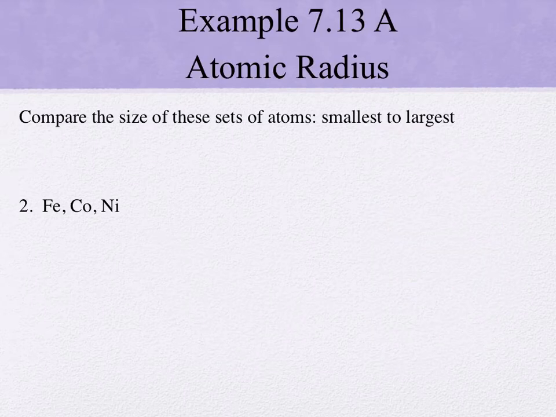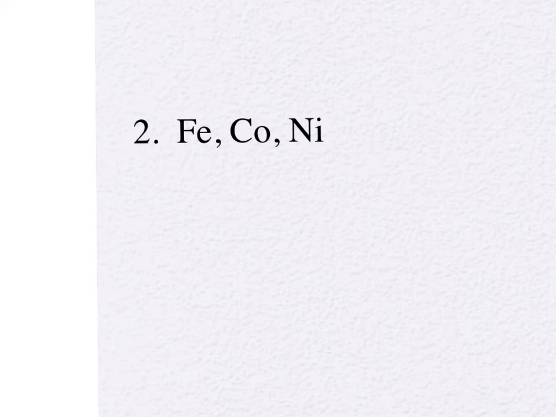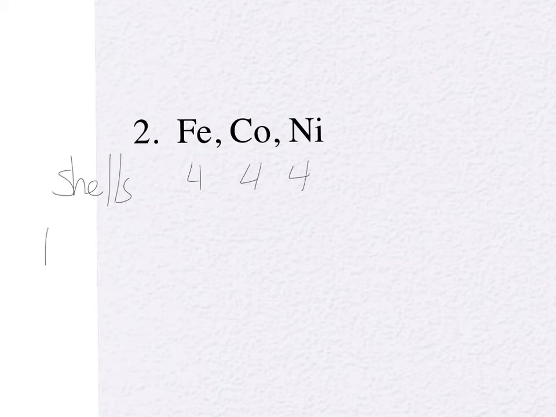So compare the sizes of these atoms, smallest to largest. So let's do our comparison again here. How many shells do they all have? Because if they're different, then we don't need to worry about the effective nuclear charge. Iron, cobalt, and nickel, well, unfortunately, they all have 4 shells. So now I need to look at something different. Let's look at the number of protons, because that's what it's related to. Iron has 26, cobalt 27, nickel 28.